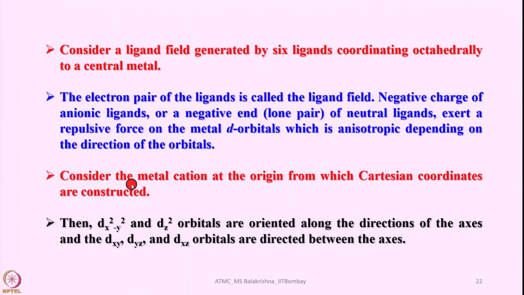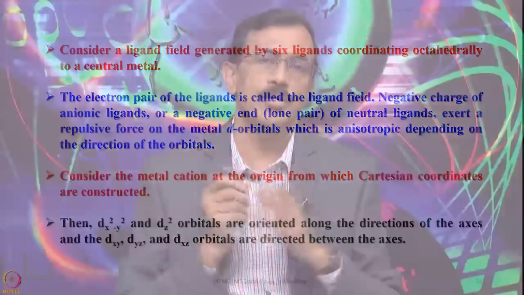Now consider the metal cation at the origin from which Cartesian coordinates are considered. It is very simple. You write the Cartesian coordinates x axis, y axis and z axis, and extend them so that minus x, minus y, minus z are there. At the origin place the metal atom, and also at the origin try to keep all 5 d orbitals, and just analyze their relative orientation. So, your job is done.